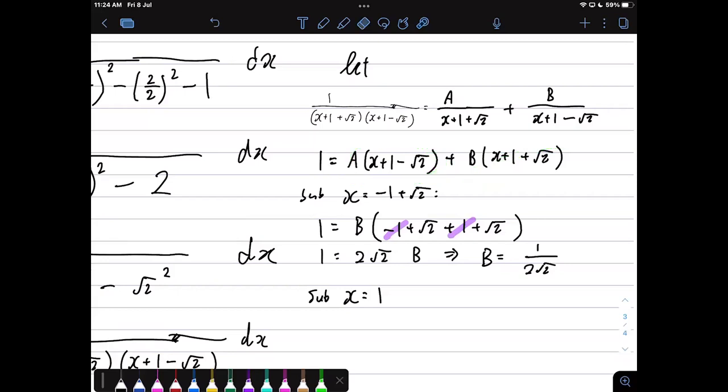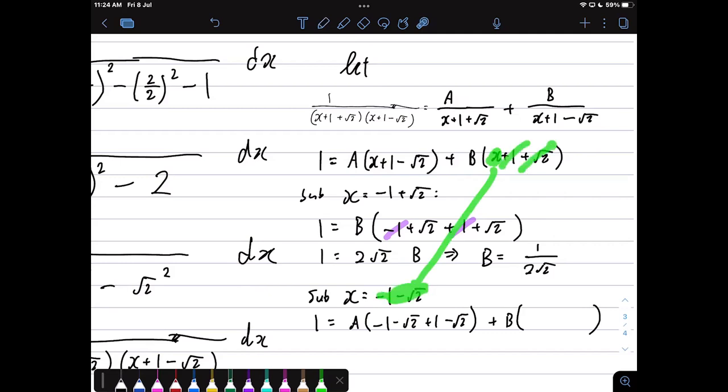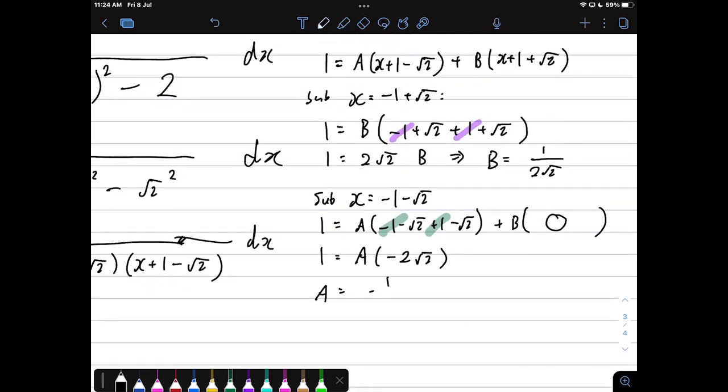-1 minus square root 2. Much better. Let's see if it works. 1 equals a times (-1 minus square root 2 plus 1 minus square root 2) plus b times, okay, yeah, I think by now you can see already. If it's minus 1 minus square root 2, it'll cancel off the plus 1 plus square root 2. So it's a 0. Very good choice. You're left with a multiplied by minus 1 plus 1 is 0. Minus root 2 is minus 2 root 2. That's a 1. So therefore a is equal to 1 over negative 2 root 2.